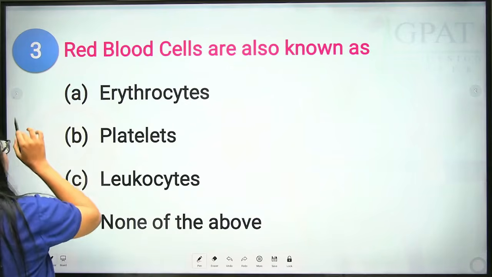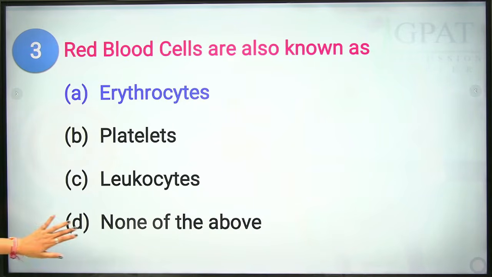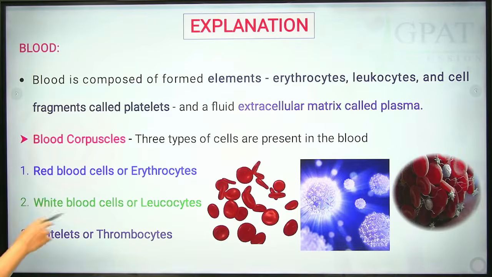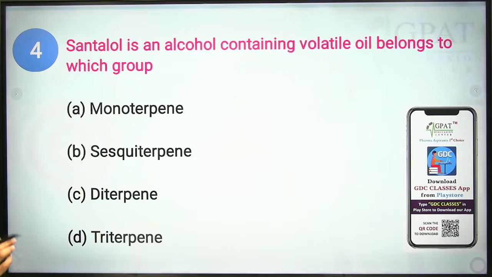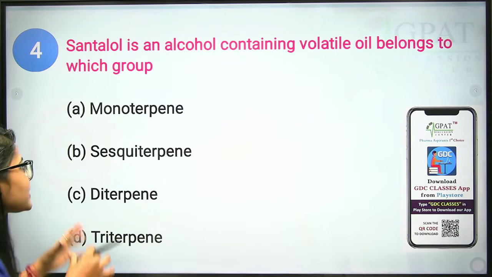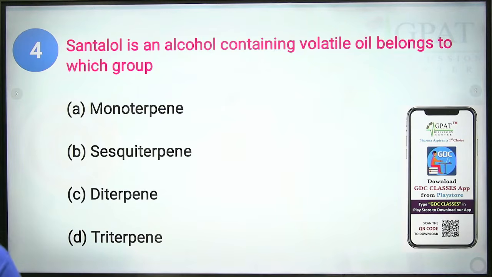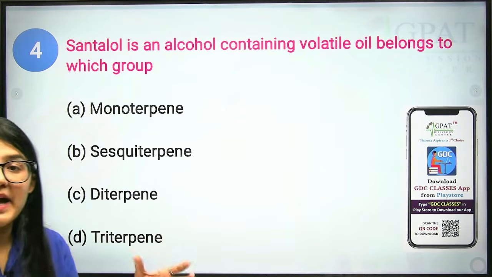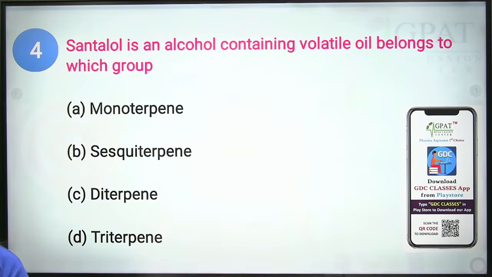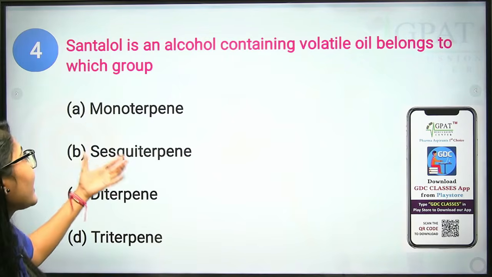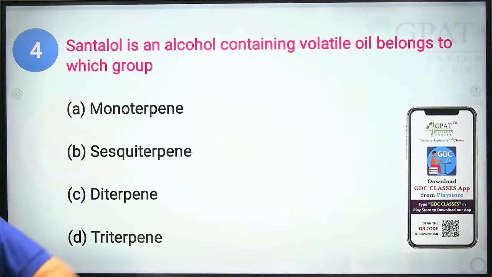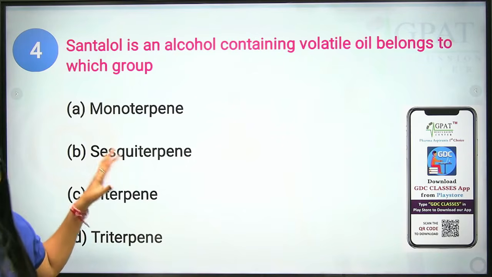Okay, fine. Now let's move on to the fourth question, that says santalol is an alcohol containing volatile oil, belongs to which group? Okay, what is santalol? Santalol is a type of sesquiterpene. What is the sesquiterpene that is found in the sandalwood oil? This is found in sandalwood oil, heavier and less volatile than monoterpenes, and sandalwood contains santalol as an alcohol. Clear? So this will be the correct answer.